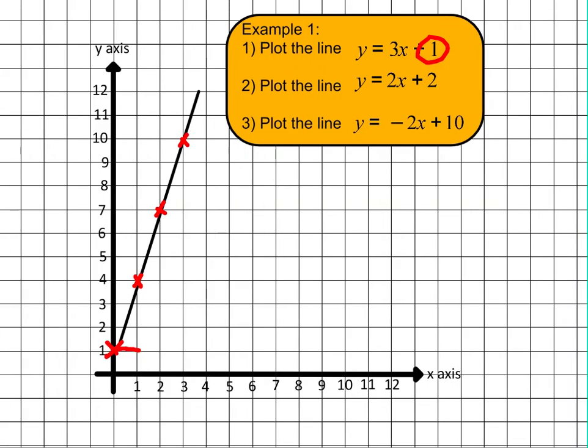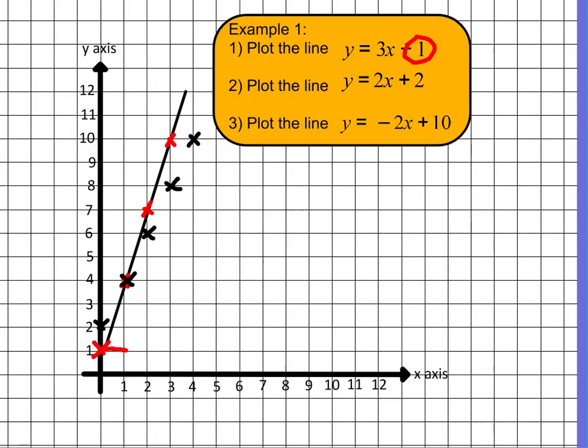The second example, well, that one crosses the y-axis at 2. It has a slightly less steep gradient of just 2. So for every 1 across, we go 2 up, 1 across, 2 up, 1 across, 2 up. So although similar to the previous example, let's try a different colour for this one. We are going to have a line that looks like that.